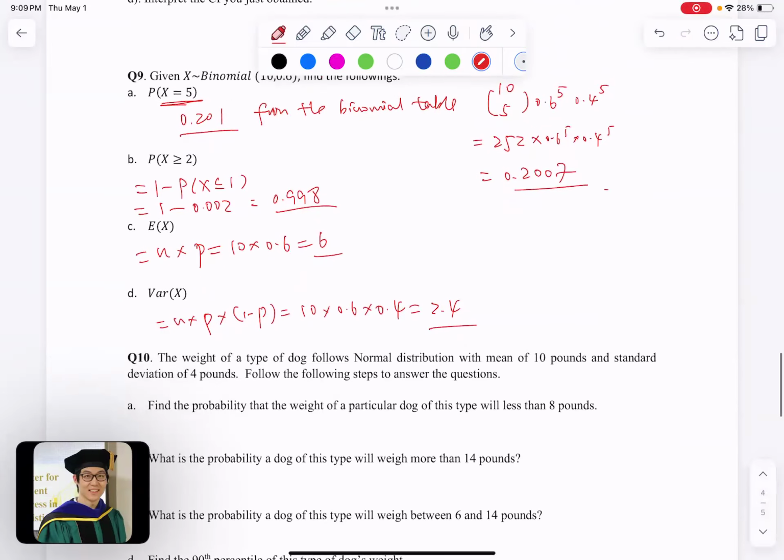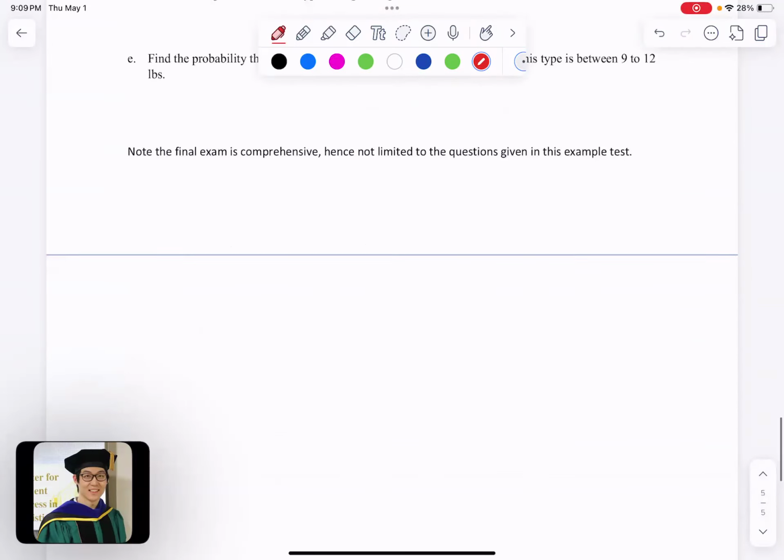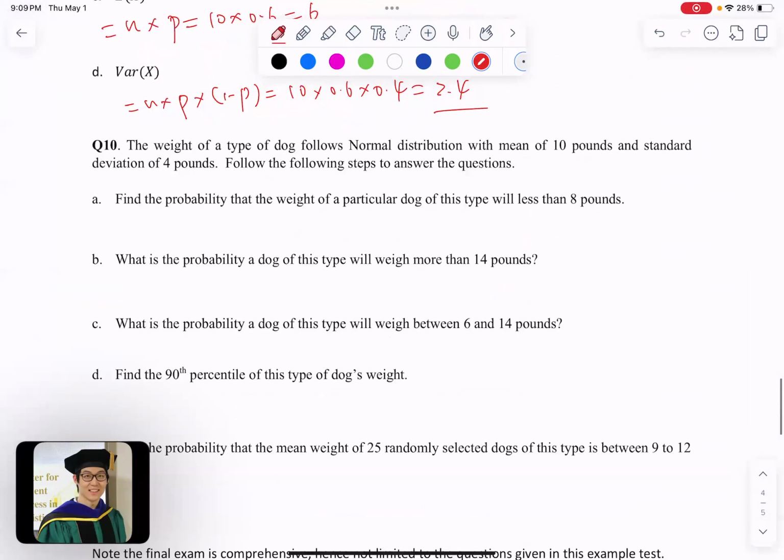That's our binomial question. Question 9. Our last question for this practice exam. The weight of a type of dog follows normal distribution. So x follows normal, with mean 10, and standard deviation 4 pounds. So we're getting 4 squared. That's the variance. So probability of x less than 8 pounds, right?